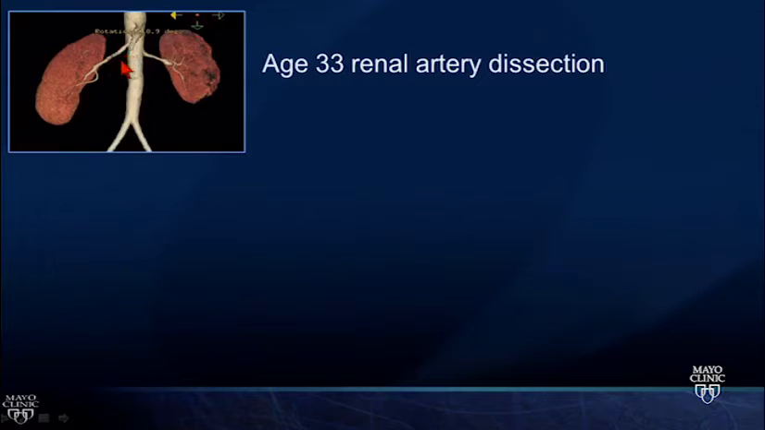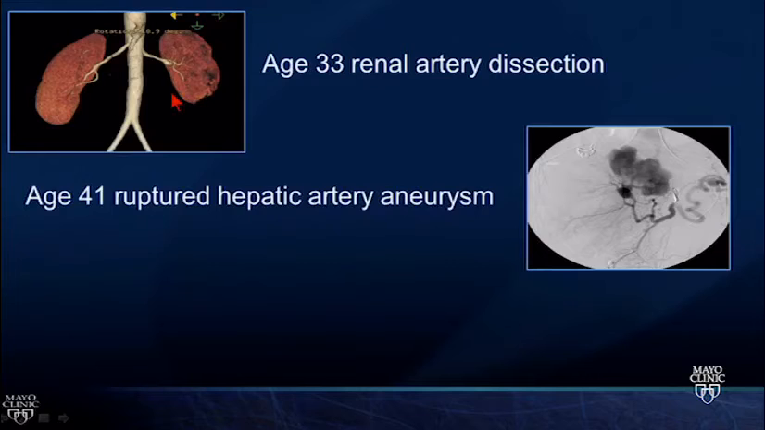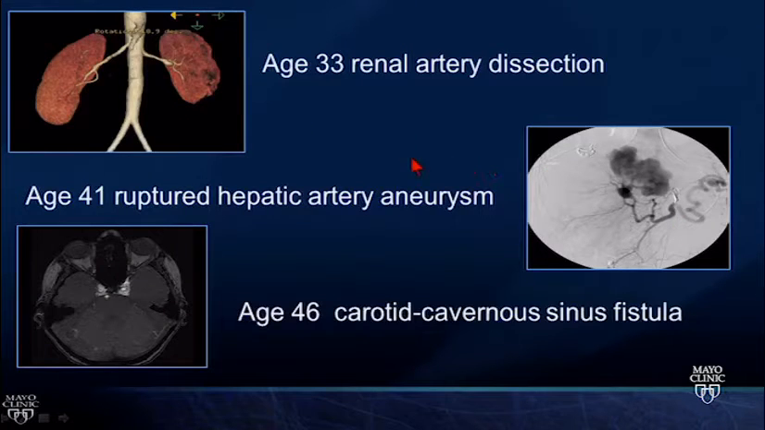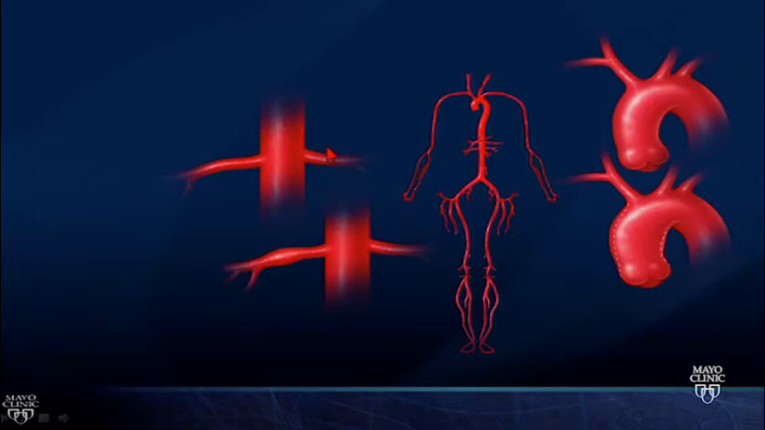The first patient had this event at age 33, ruptured a hepatic artery aneurysm at 41, developed carotid cavernous sinus fistulas at 46, which somehow resolved. I don't know how they resolved, but they just cleared up. And unfortunately died at age 50 of a dissection that involved a non-dilated celiac axis. So very difficult to predict what's going to happen with this patient group, but it's a bad family history. So sometimes the aneurysms aren't that bad.